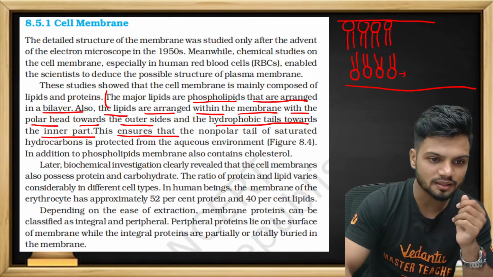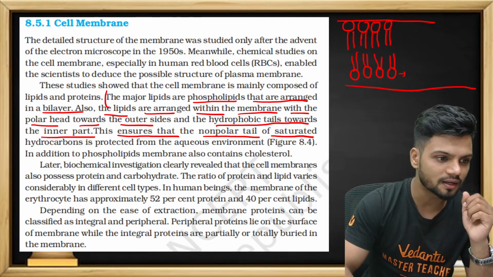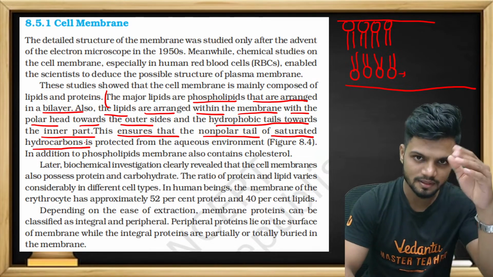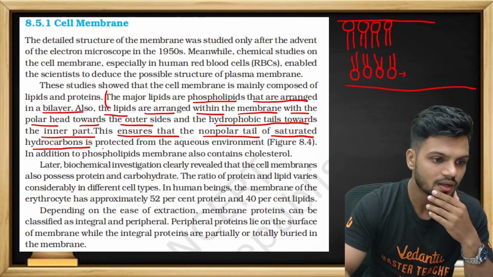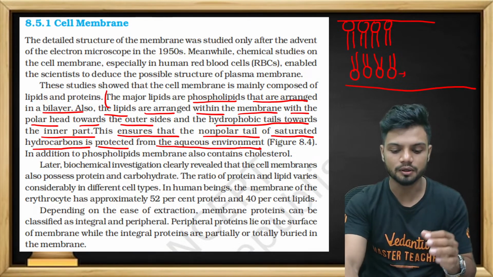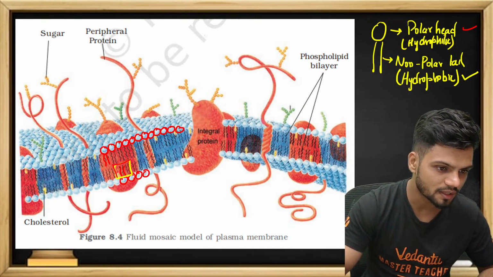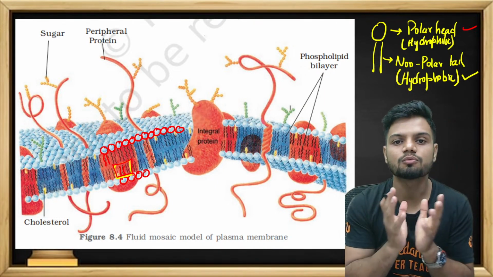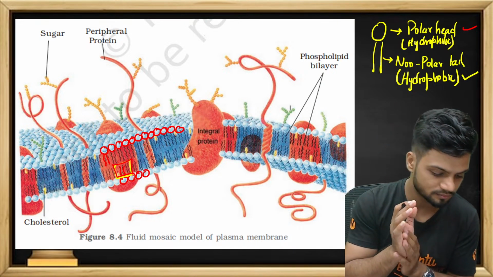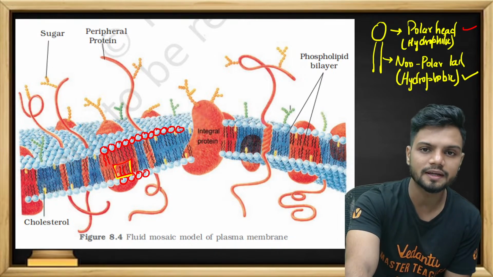This ensures that the non-polar tail, the inside one, of saturated hydrocarbon, that is basically the phospholipids, right, is protected from the aqueous environment. Because it doesn't like water. This particular tail does not like water. That is why it is on the inside. It is protected from any water. Hydrophobic tail. Okay. Non-polar hydrophobic tail on the inside.